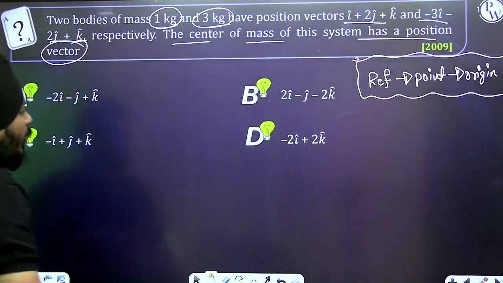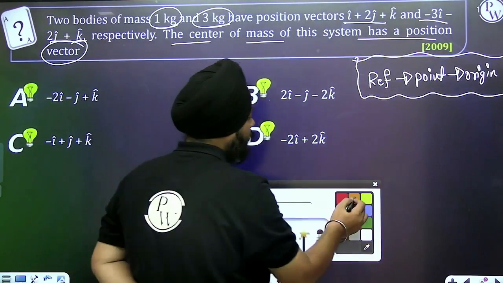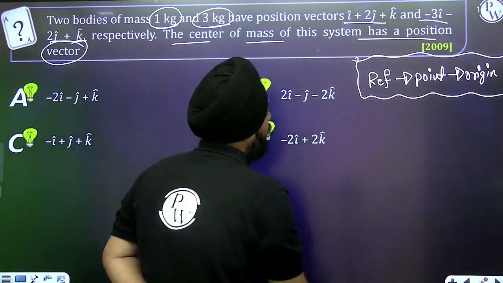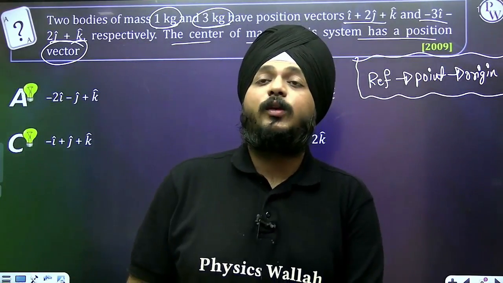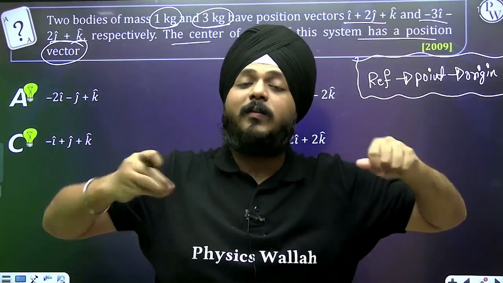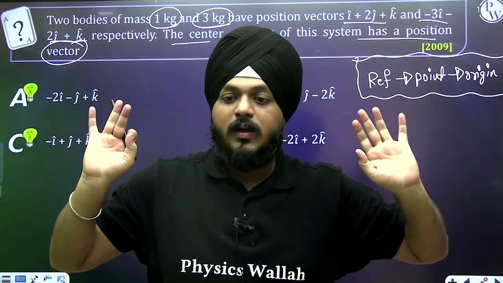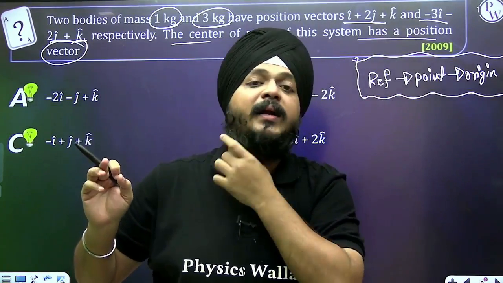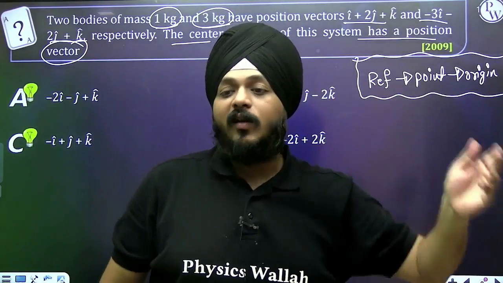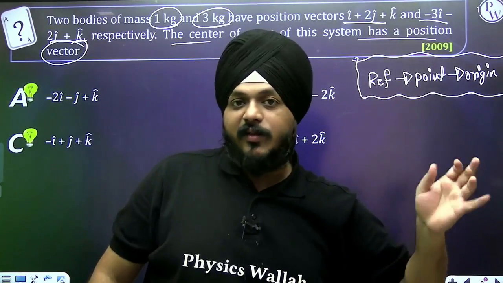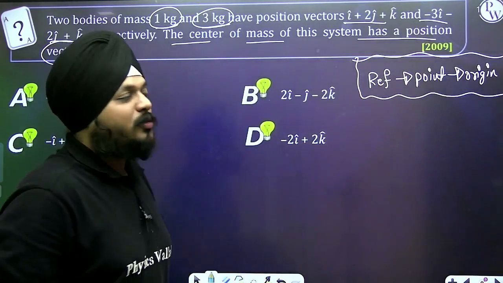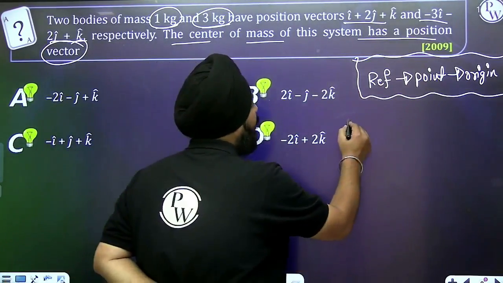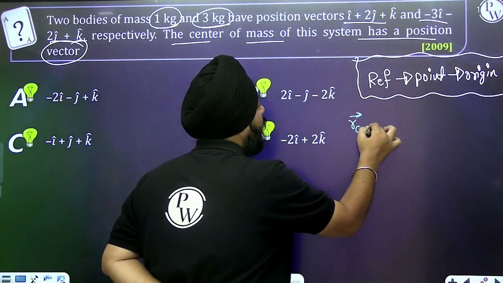So here, what is going to happen? Now here you are having the two choices. Either you can apply the center of mass formula directly in the vector form, or if you want to calculate x center of mass, y center of mass, z center of mass individually, then it is going to be a very long process. So I think it's good to directly apply the formula in the vector form.